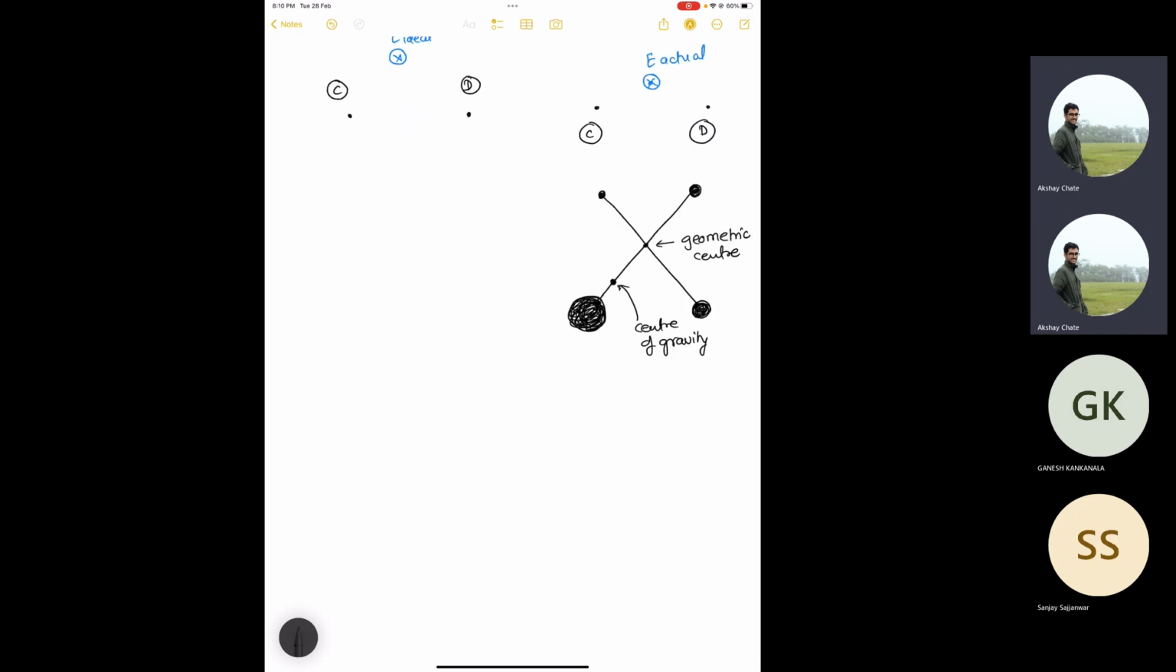Just hold on for 5 minutes, I'll explain this one. The sixth one was this return on investment method.